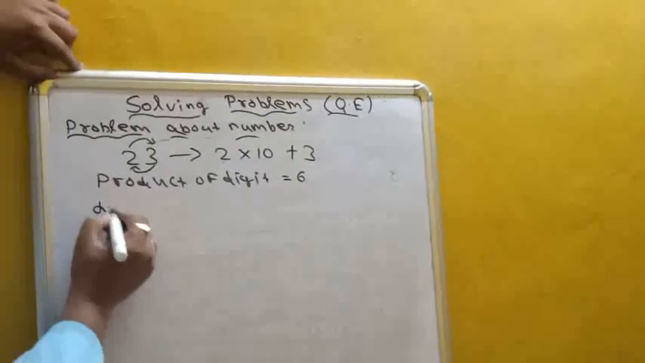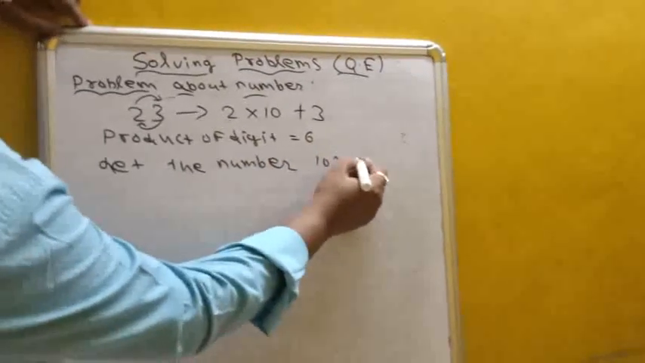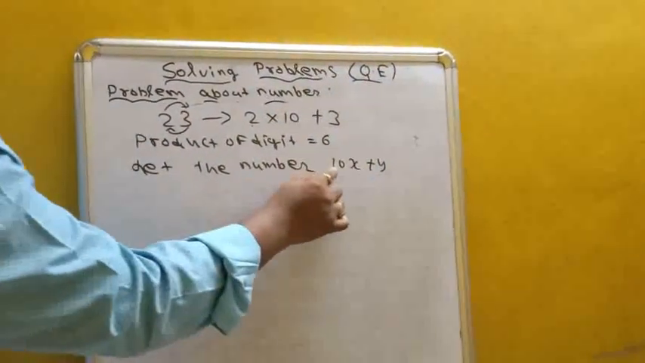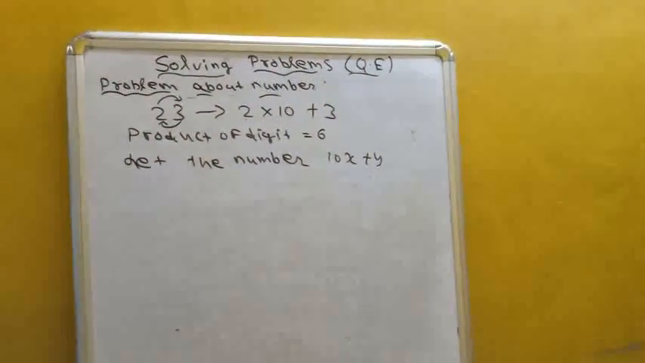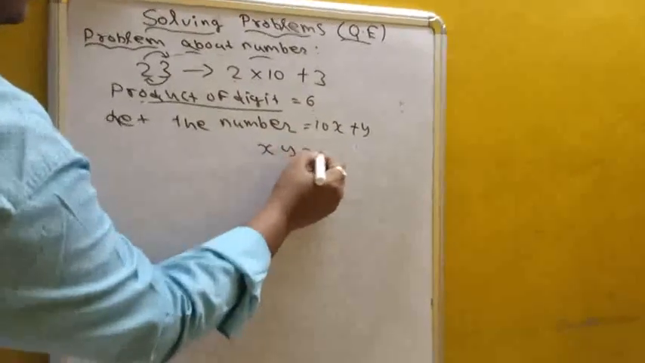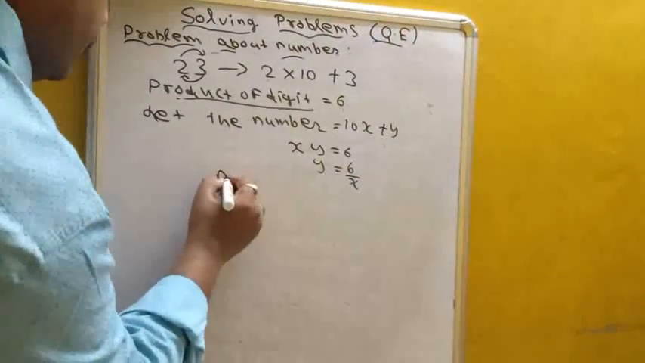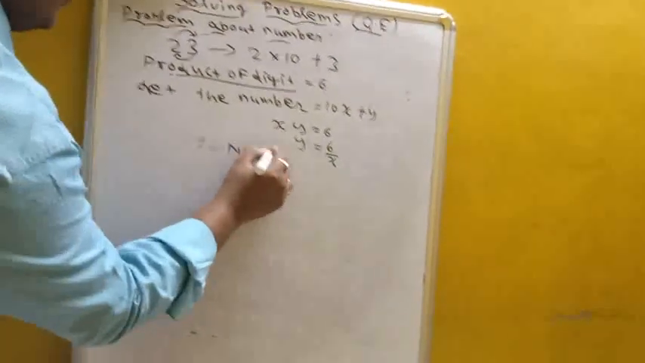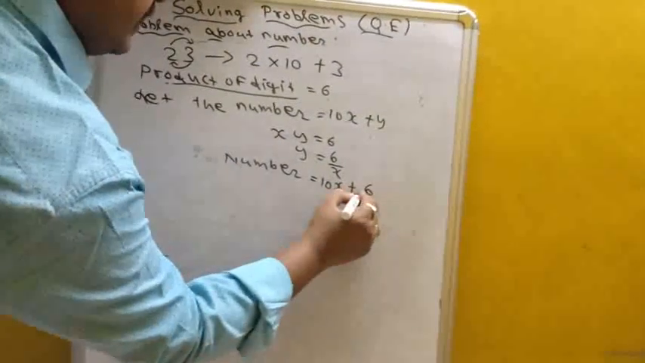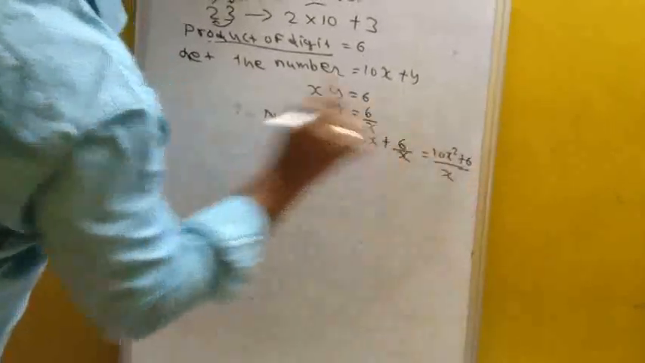So first let the number be 10x plus y. Yes or no? But we are reading about quadratic equations, only a single variable. So I have taken here 10x plus y. Next, what he told, the product of the digits is 6. So can I write x into y equals 6? Therefore y equals 6 by x, can I write? Yes or no? So my number equals 10x plus 6 by x, equals 10x square plus 6 over x. This one is my number.